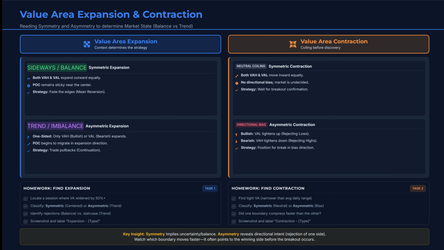Visual example: opening value area is 45.15 VAL to 45.35 VAH, 20 points wide. By midday, the VAH has compressed down to 45.25, while the VAL has only compressed up to 45.17. The value area is now 8 points wide, but the VAH moved 10 points down, while the VAL only moved 2 points up. That's bearish coiling.